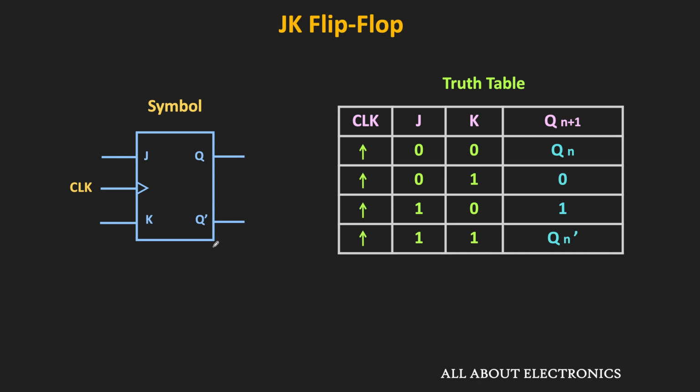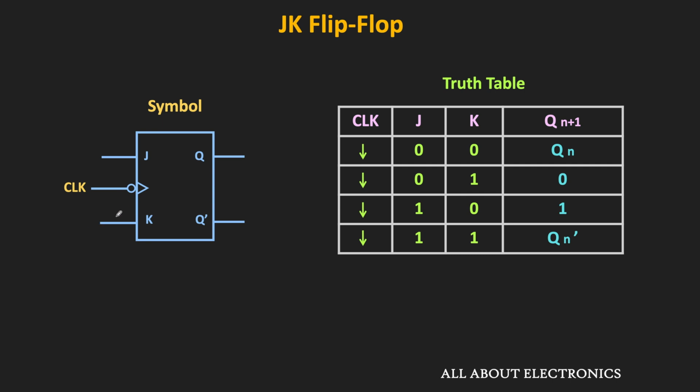So this is the symbol of the positive edge triggered JK flip-flop. This flip-flop will respond to the inputs only at the rising edge of the clock. Similarly, this is the symbol of the negative edge triggered JK flip-flop. As you can see, there is a small bubble over here, which indicates that the flip-flop will respond to the input only at the falling edge of the clock.